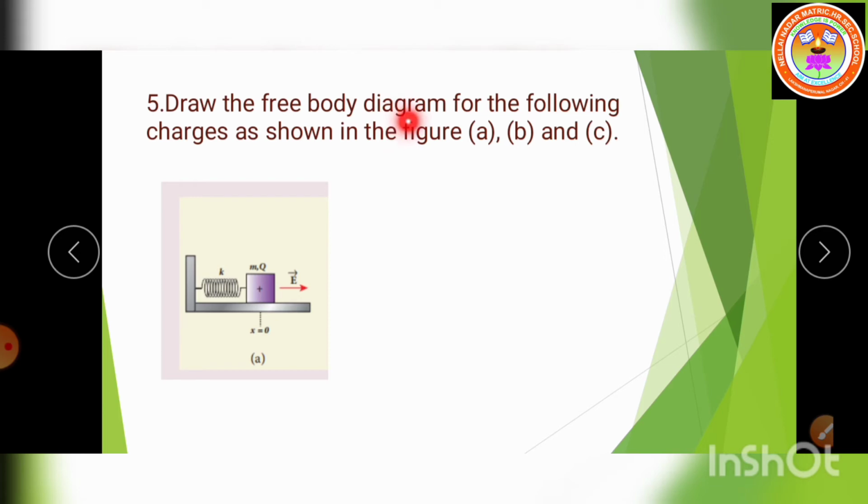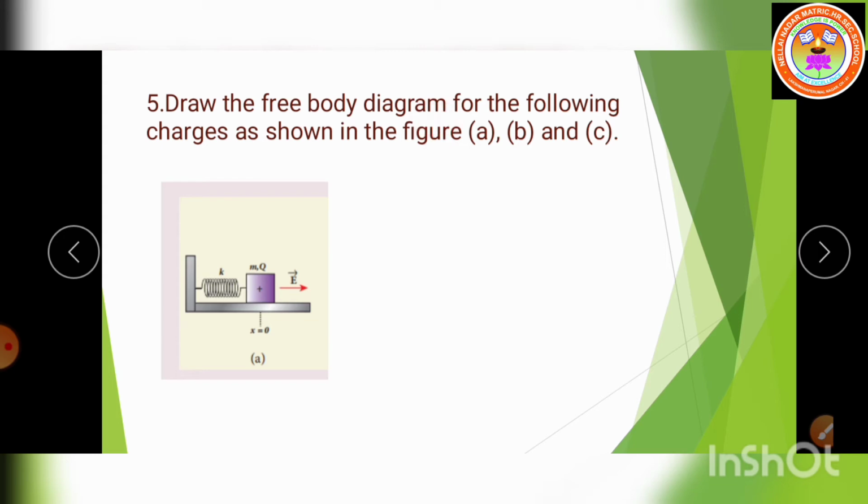Next, come to the fifth problem. Draw the free body diagram for the following charges as shown in the figures A, B and C. To draw the free body diagram, we have three rules. The first rule: the given object is considered as a point object, that is, a point mass. Second, identify what forces are acting on that object. With respect to each force, draw an arrow mark. These are the three steps to draw the free body diagram.